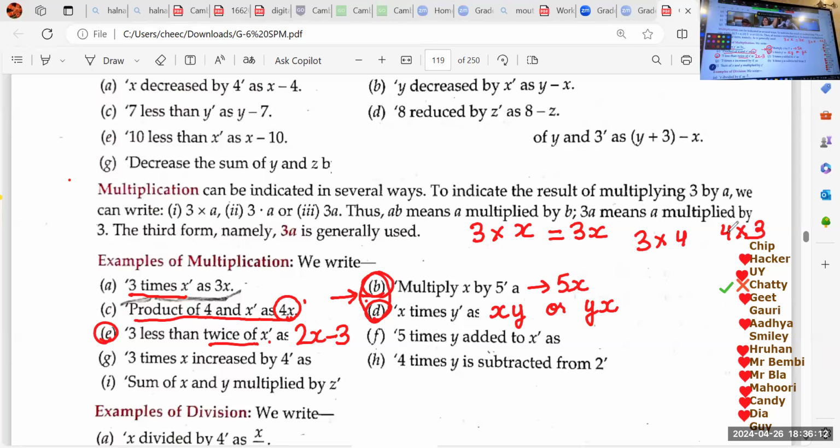Now, guys, do the F part and H part. H part is tricky. Ma'am, make this a star question if both F and H are correct.